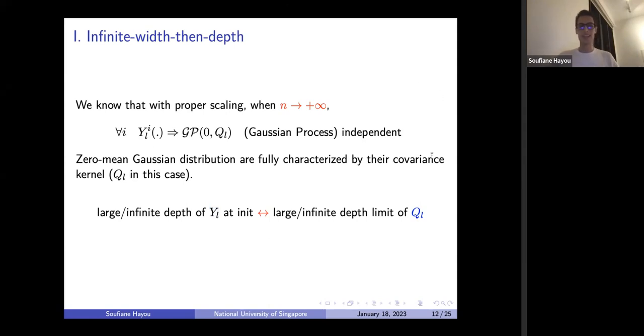So basically, this is the idea. In this limit, we know that if you take the width to infinity, we have this Gaussian process behavior, then it is sufficient to understand what happens to this kernel as depth grows, if we want to understand what happens in the infinite depth limit.